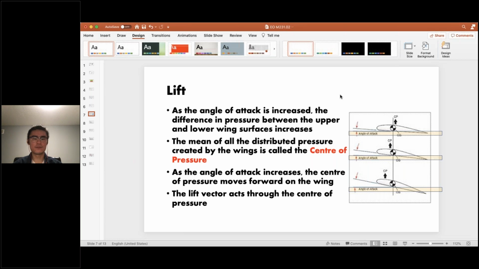And the mean of all distributed pressure created by the wings is called the center of pressure. So basically, you can understand the center of pressure as the point where that lift that we've all been talking about is the strongest. And as the angle of attack increases, the center of pressure moves forward on the wing, as you can see on that diagram to the right. And the lift factor acts through the center of pressure.